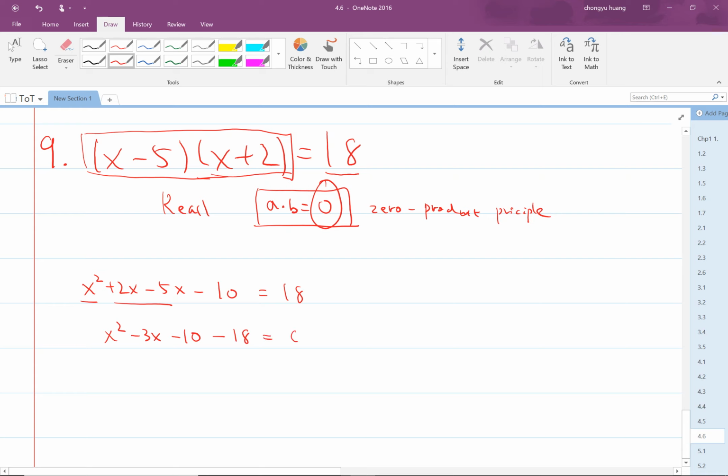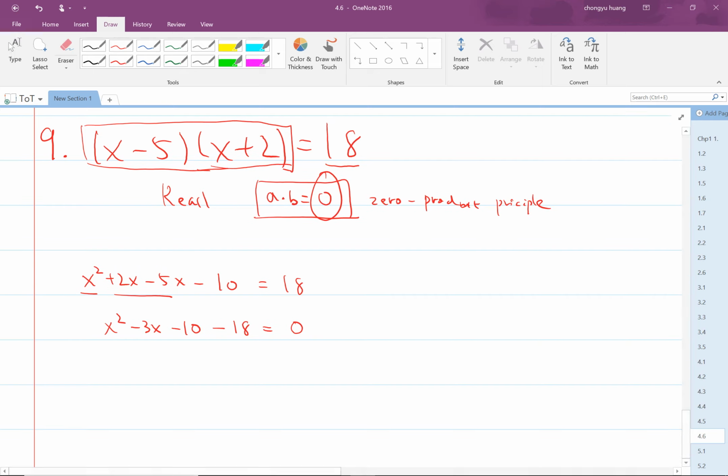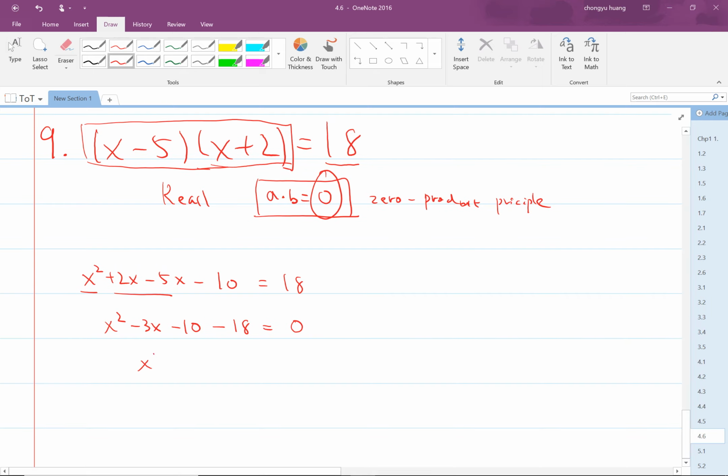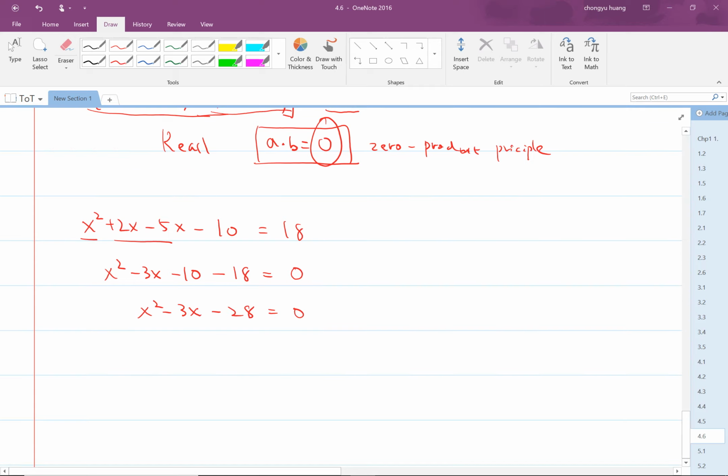Now we basically have a 0, so we have to simplify a little bit more. X squared minus 3x, and then it's minus 28. Negative 10 minus 18 is actually negative 28. Okay, so now we have to factor it.